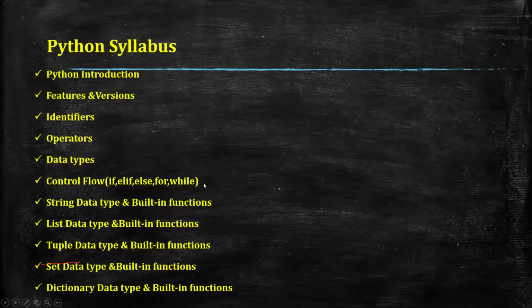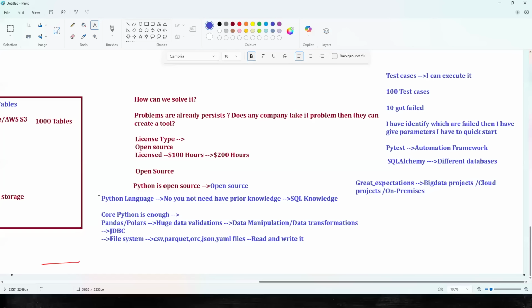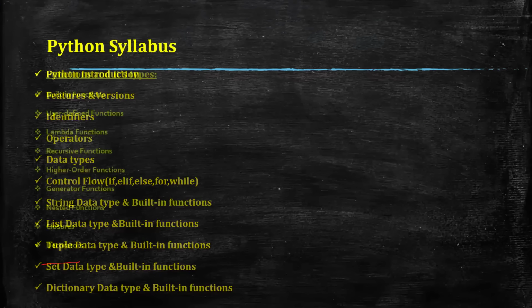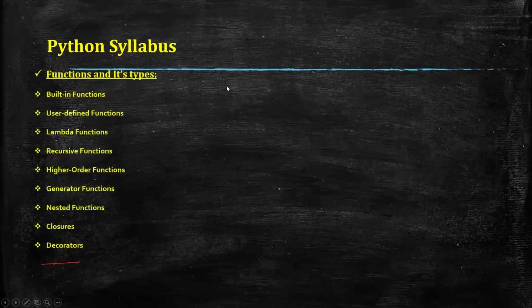So when it comes to the Python syllabus, till now I have given a high level, right? Python language we are going to learn, right from Python introduction, features, versions, identifiers, operators, data types, control flow, string data types, and data structures: string, list, tuple, set, dictionary, as well as inbuilt functions. Post this, we are going to discuss functions: built-in functions, user-defined functions, where you write your own functions, and lambda functions, recursive functions, higher order functions, generator functions, nested functions, closures, and decorators, which we are going to discuss in detail.